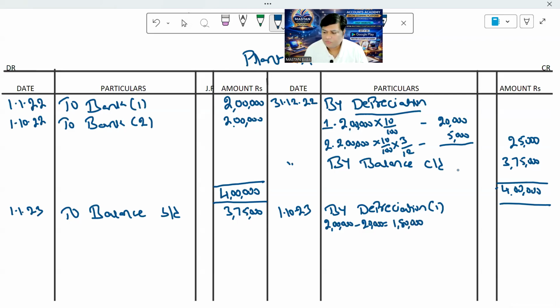1,80,000 into 10/100 into how many months here? From 1st January to 1st October, 3 months not used, so obviously 9 months utilized. So 1,80,000 into 10/100 into 9/12. So 18,000 comes. 18,000 into 3/4, you'll get 13,500. 13,500.